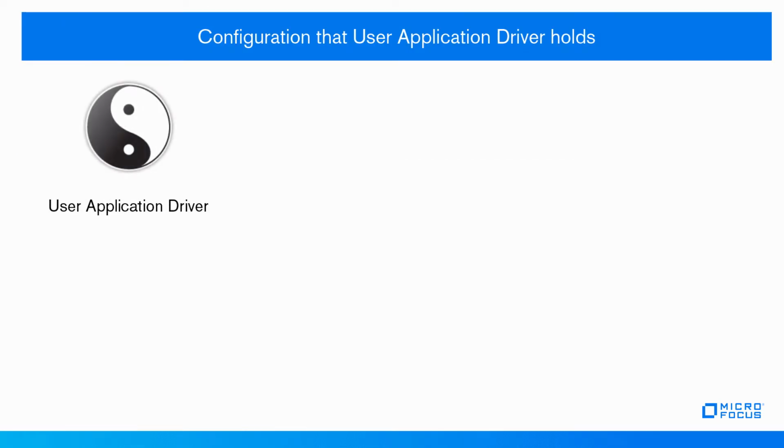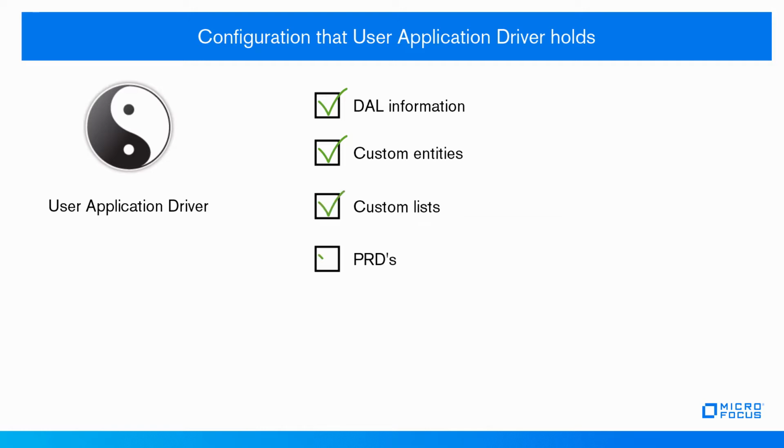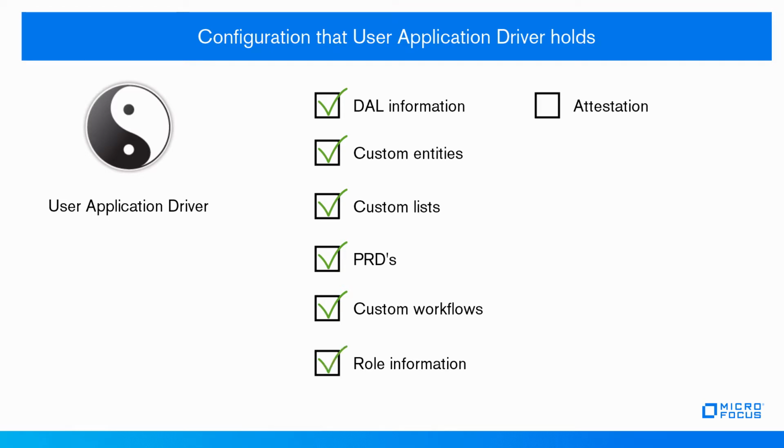Configuration that the UA driver holds. Before migration, you must understand what information is held in the different components dealing with user application migration. The user application driver holds the DAL information, custom entities, lists, PRDs, custom workflows, role information, attestation, and theme configuration. If you have customized branding of user application, it is a good practice to store this information in a separate WAR file.